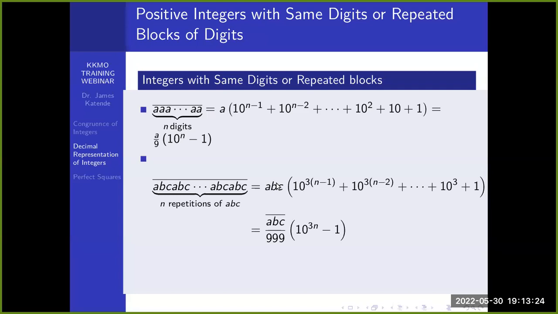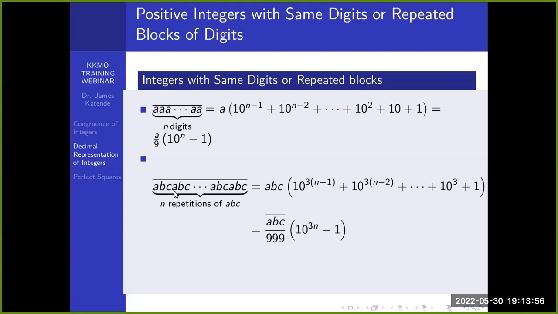Okay, so the next type of number we shall look at is one where you have blocks of repeated digits. So here we have a block of 3 digits repeated n times. For instance, if you have something like 1, 2, 3, repeated again, you keep repeating the same block. So this is 1, 2, 3 repeated twice, 3 times, right?